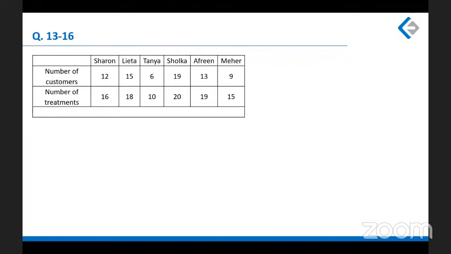The fourth set was a gem of a question. Okay, so the six ladies, the names were given: Sharon, Leta, Tanya, Sloka, Afreen, and Meher. These are six hairstylists, and they have a number of customers coming in and a number of treatments they have given. Okay, and some conditions were given that one customer can have one treatment with only one hairstylist, and some other conditions were given.